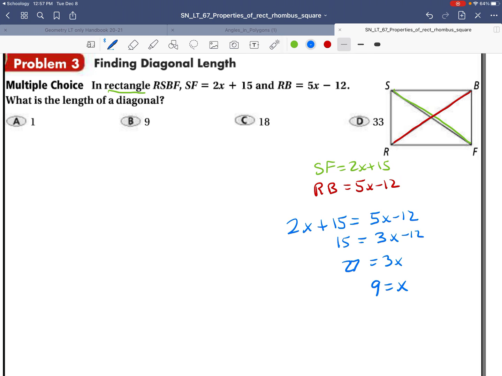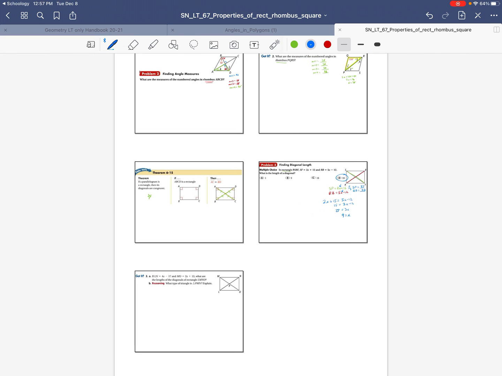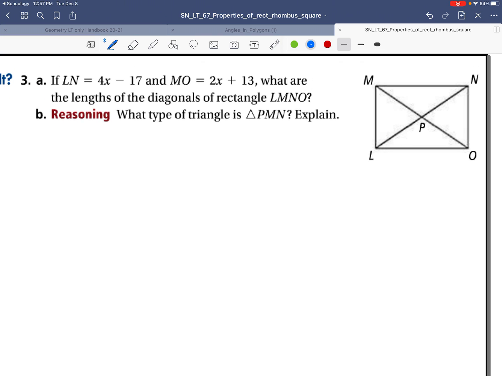So if 9 is x, what we can do is plug that back into one of these, here and here, and get what SF is, as well as RB. And what you get is 2 times 9 is 18, plus 15, that's 33. So it's D. They're each 33. Diagonal lengths. Pause the movie, try this one on your own, and press play when you finish.